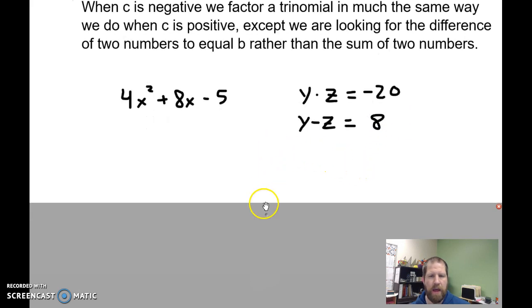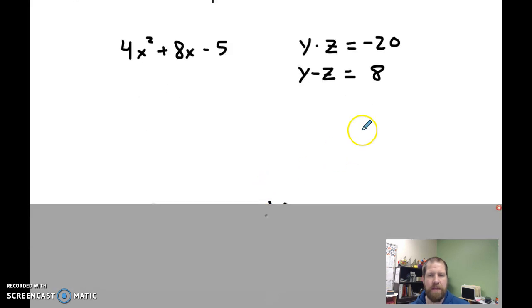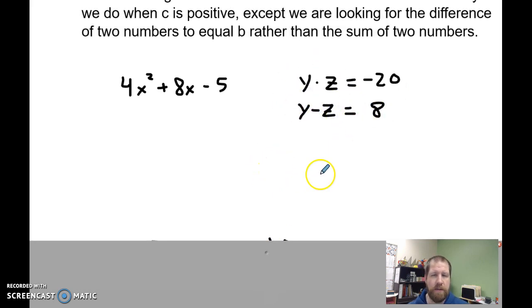Okay? And this can be easier and it can be harder. For me, sometimes this makes it a lot harder, the fact that I'm having to figure out two numbers whose difference is equal to 8. But if you think about it in terms of, okay, I've got two numbers, and I need them to be 8 apart from each other, that will often, I think, help. Okay, they need to be 8 apart from each other. Well, yes, the absolute value of the terms needs to be 8 apart from each other.